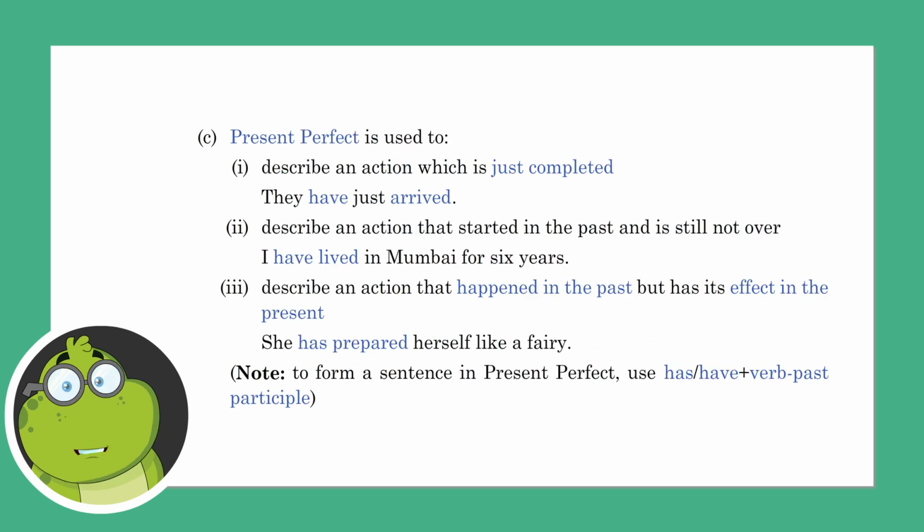Present perfect is used to describe an action which is just completed: They have just arrived. Describe an action that started in the past and is still not over: I have lived in Mumbai for 6 years. Describe an action that happened in the past but has its effect in the present: She has prepared herself like a fairy. Note: to form a sentence in present perfect, use has or have plus verb past participle.